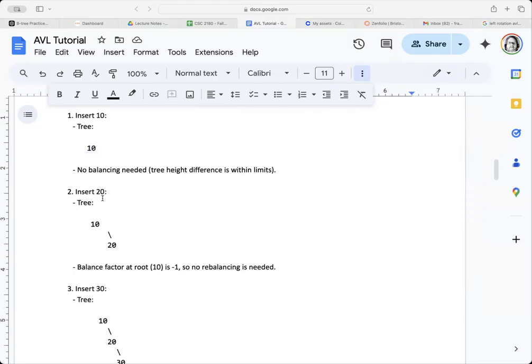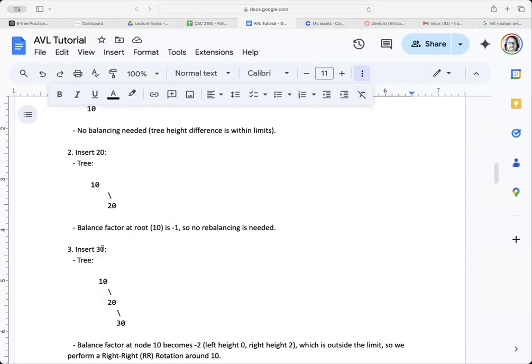We now insert 20. Since it's a binary search tree, 20 is greater than 10, so it goes here. The balance factor here is going to be 0. It's a new node. The balance factor at 10 is going to be 0, the height of the left subtree, there's nothing here, minus 1, or negative 1. So we don't need to do anything.